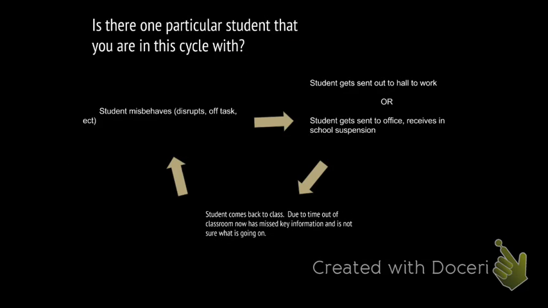I started looking around for some kind of system for my classroom because I had one student that I felt like I was in kind of a cycle with. And I see this a lot with a lot of teachers. The student misbehaves, they're disruptive, off task, then they get sent out to the hall to work, or they get sent to the office, and then they receive in-school suspension. Then the student comes back to class, and due to that time that he or she has been out of the classroom, they've missed information, have gaps, and so then they begin to misbehave again, and it just starts all over.